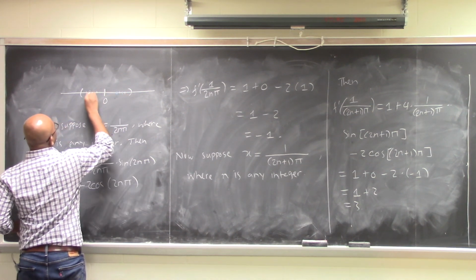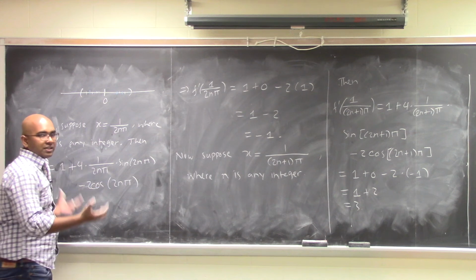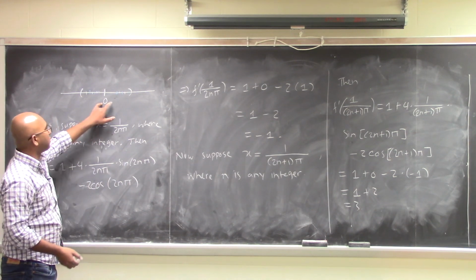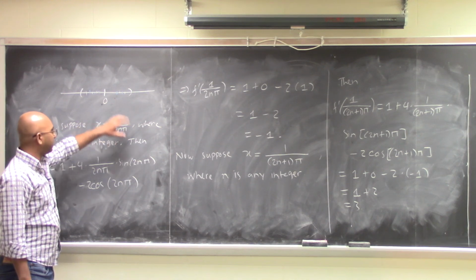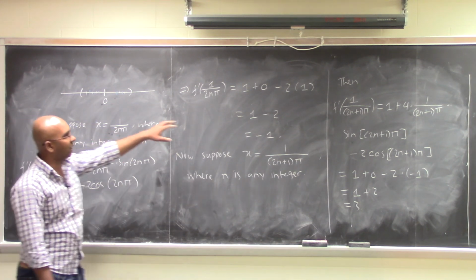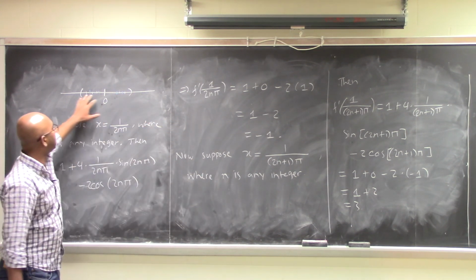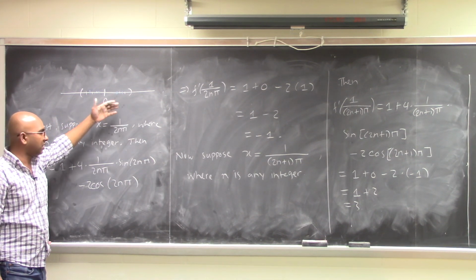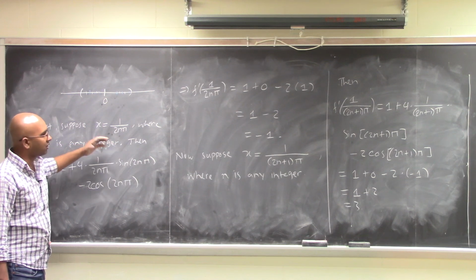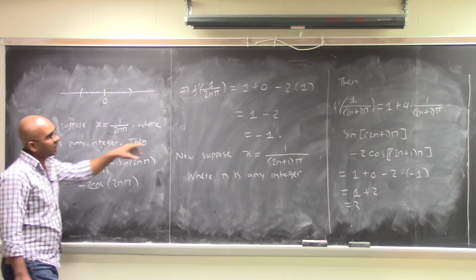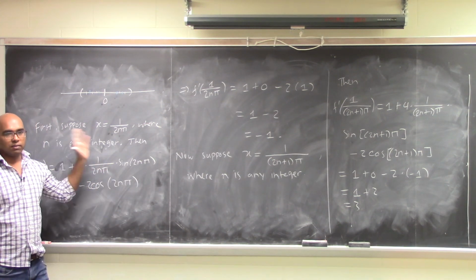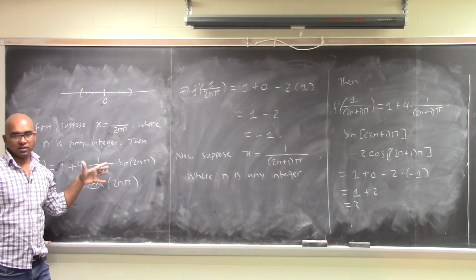So what it says is, no matter what interval you pick around 0, there will be numbers like 1 over 2n pi and 1 over (2n plus 1) pi in those intervals, and whenever you plug in these kinds of numbers, your derivative will be negative. If you plug in those numbers, your derivative will be positive. Therefore the function is neither increasing nor decreasing.